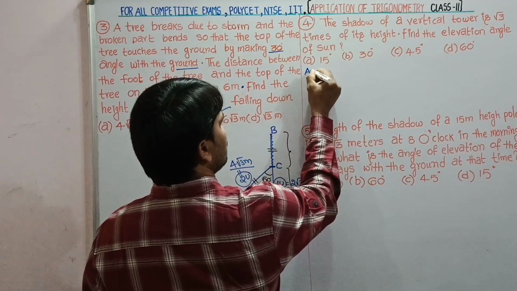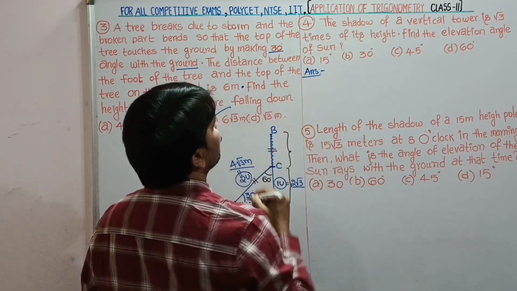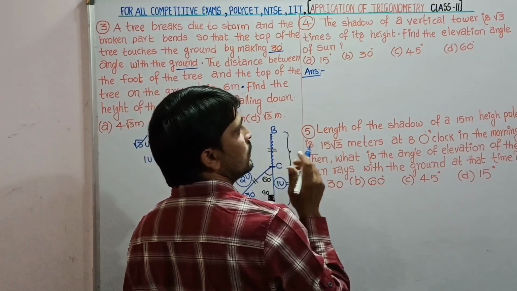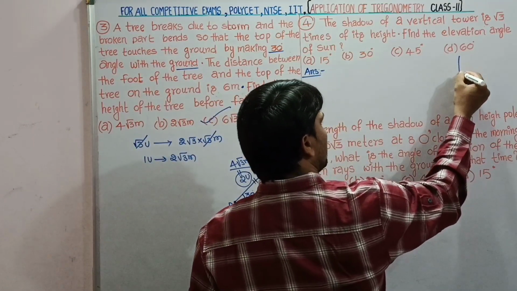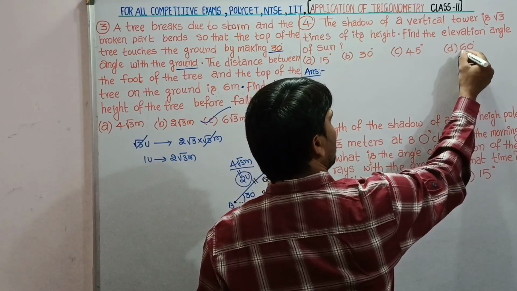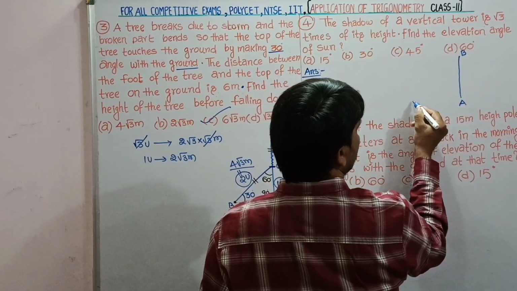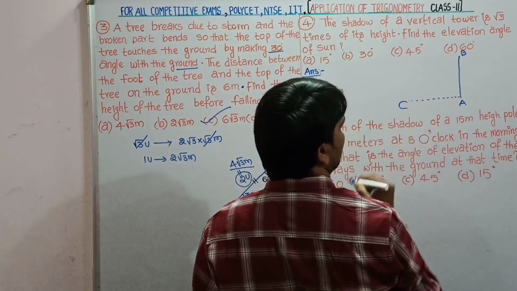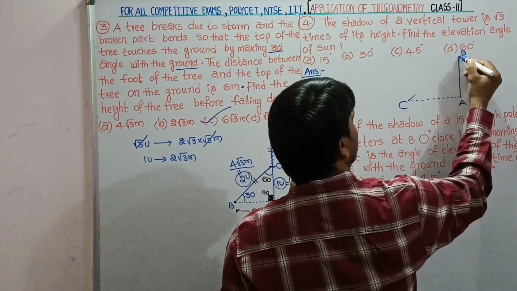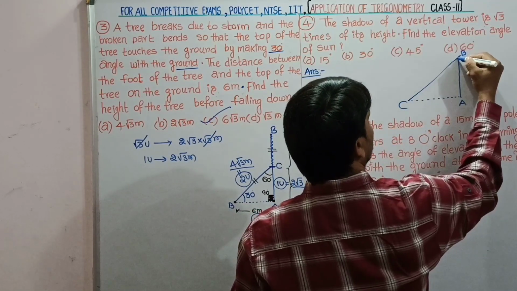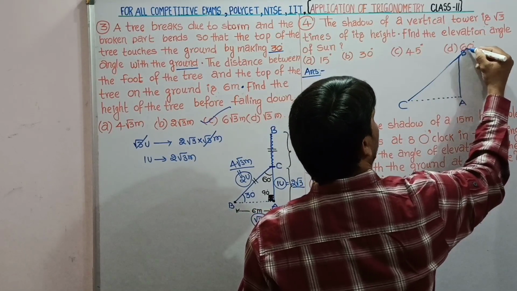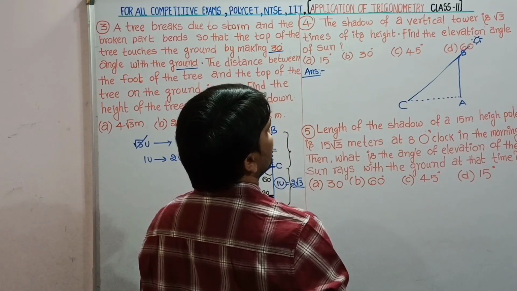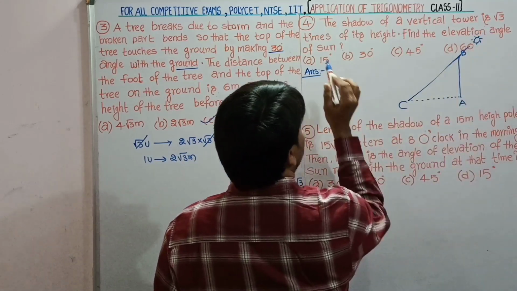Fourth one, easy problem. The shadow of a vertical tower is √3 times of its height. So consider a vertical tower. AB is a tower, and AC is its shadow. Join B and C, where BC is the ray of sun. Find the elevation angle of sun.